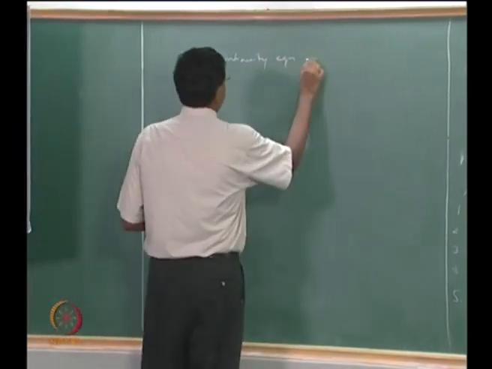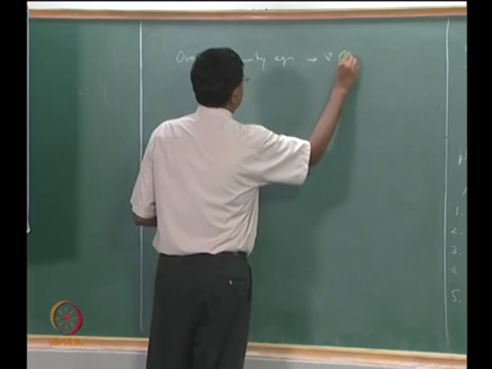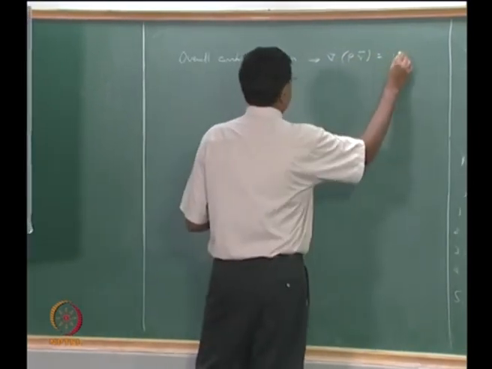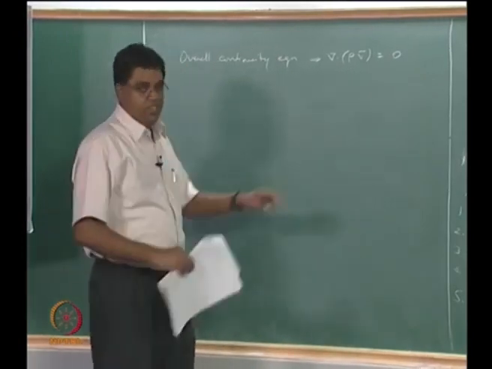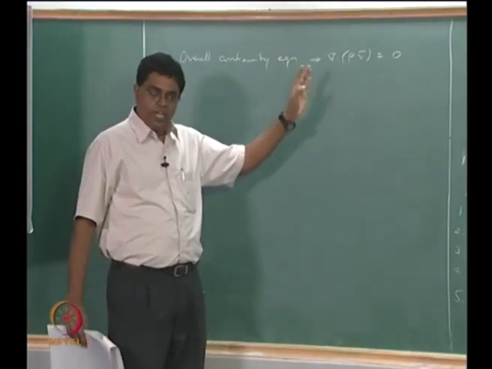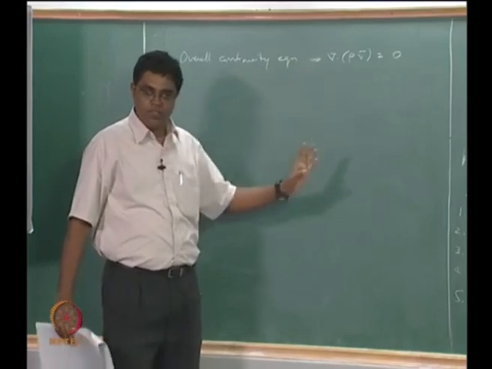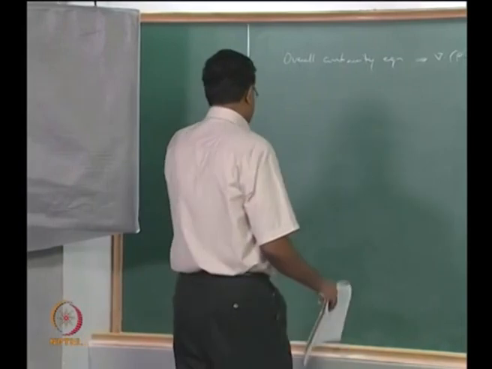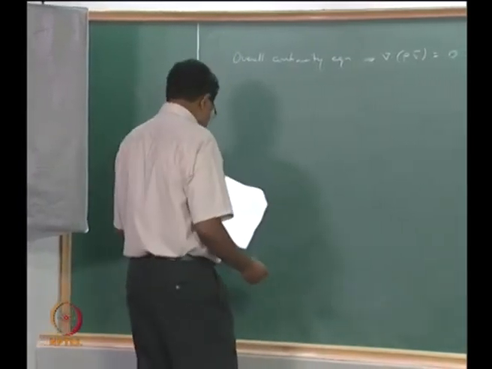It simply leads to divergence of rho v vector is equal to 0, right. We still deal with 3D. We will have a vector form of equations, so that means it's a three-dimensional formulation. Nothing, no assumptions on that, right?